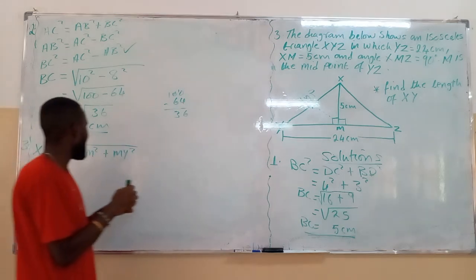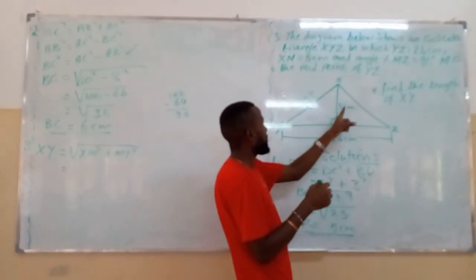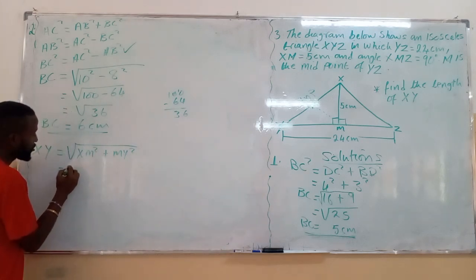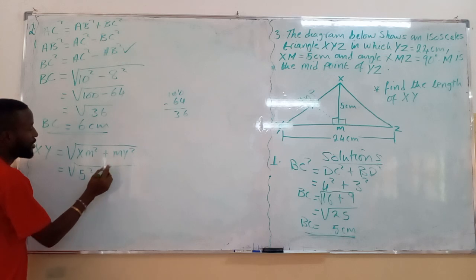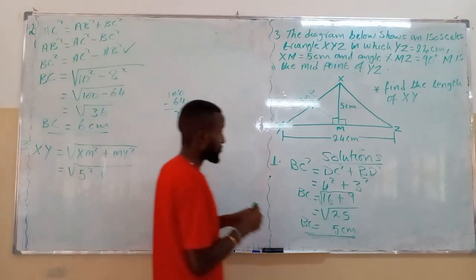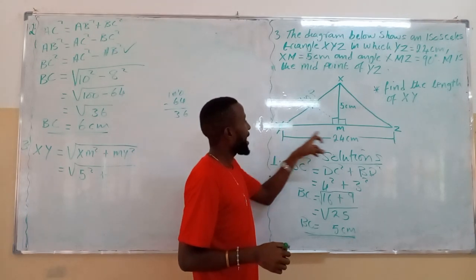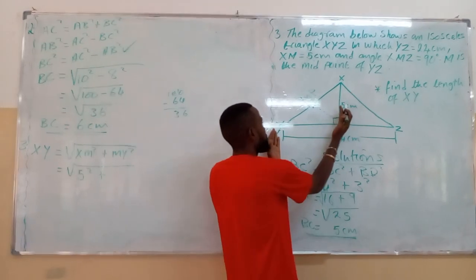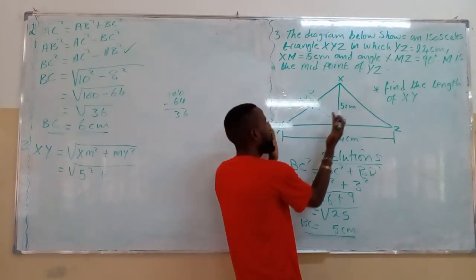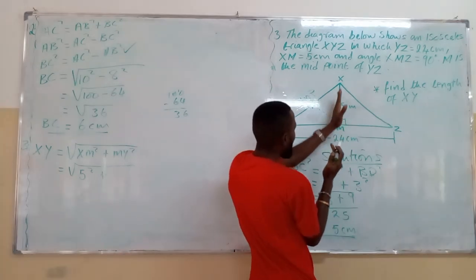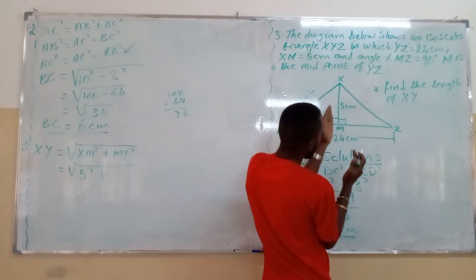Let me identify what XM is. XM is 5. So I'm going to say it will be 5 squared plus, what is MY? Now look at this. MY is the distance from here to there. These are isosceles triangles. This is an isosceles triangle which has two 90 degree angles.